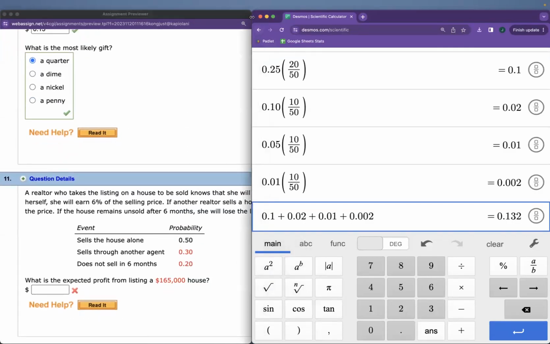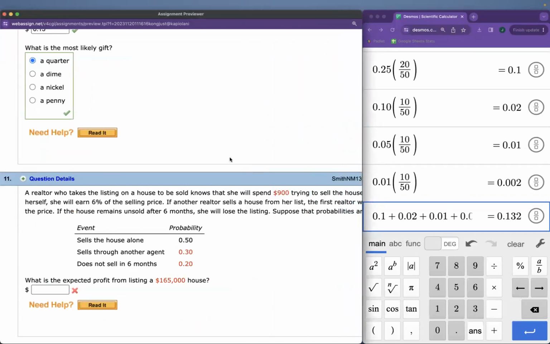Okay, guys, here we go. Part 2, continuing on. Number 11.